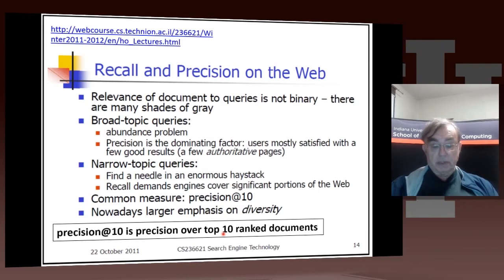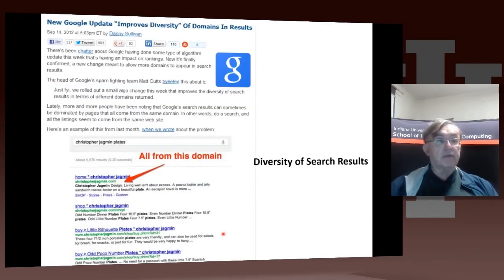As we noted before, diversity has some value. Here's a comment from Google in September 2012. It says, Google just changed its search engine to improve diversity. An example of what was wrong was a particular query about Christopher Jackman plates, which only gave answers, at least all the top answers, from Christopher Jackman's website, and that was not very diverse. So Google tweaked it in a way that they don't tell you what they did to improve that. And obviously, it probably wasn't a very big change, so it's a small algorithm change.